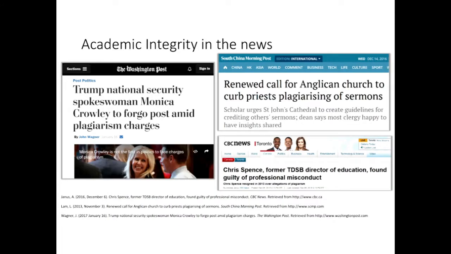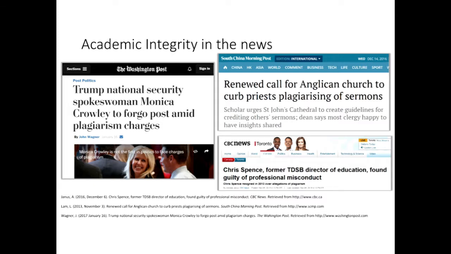And just want to talk a little bit about academic integrity in the news. Every so often you see headlines like this, and you'll notice that you never see a headline that says student accused of plagiarism. What you see instead are things like this, major career disasters, really. And a lot of times people think as a student that what I do as a student doesn't matter, but it does.